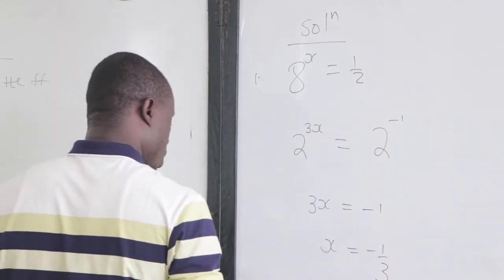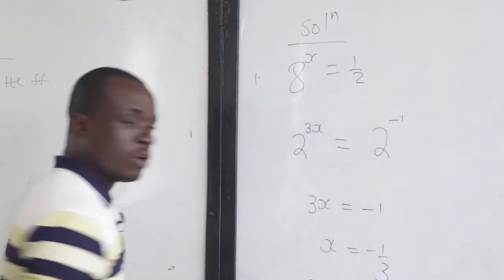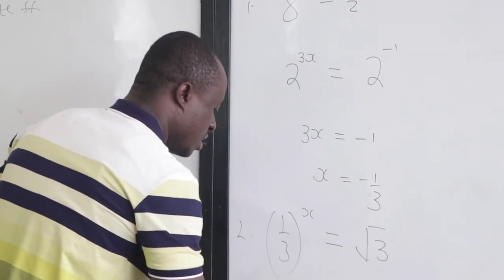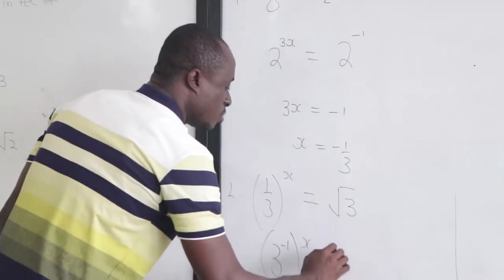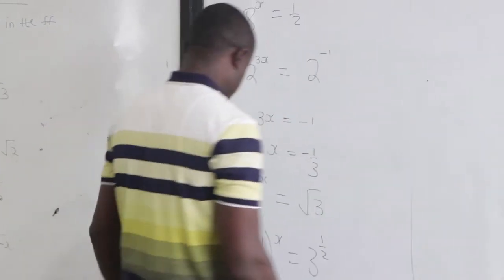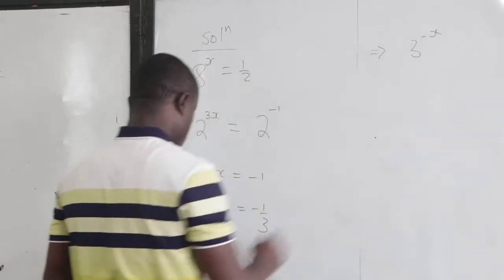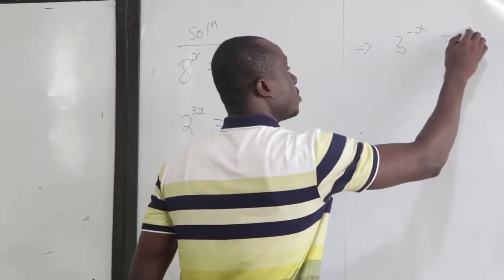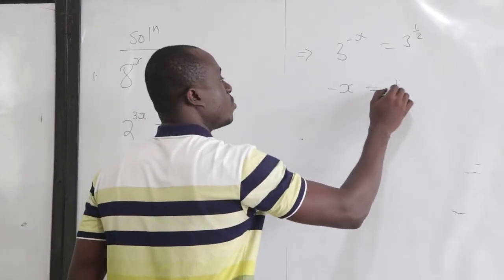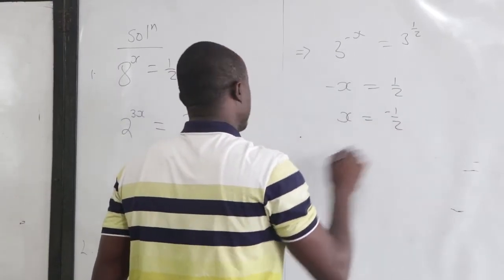Now let's see the second one. (1 over 3) all to the power x equal to root of 3. Here, clearly, we can make the base the same. 1 over 3 can be written as 3 to the power negative 1, all to the power x, equal to 3 to the power 1 over 2. Square root of 3 is the same as 3 to the power 1 over 2. This implies we have 3 to the power negative x, because negative 1 times x, equal to 3 to the power 1 over 2. What can we do? We can equate this. We have negative x equal to 1 over 2. These are the same, we equate the exponents. We have x equal to negative 1 over 2.